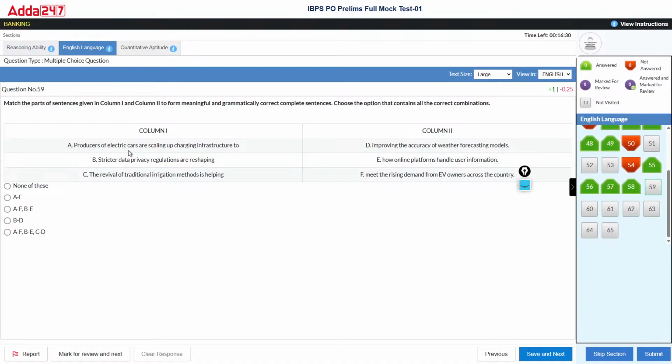Producers of electric cars are scaling up charging infrastructure to meet the rising demand. So AF, then B is obviously a pair. Let's check for C. The revival of traditional irrigation methods is helping. No, CD is not a pair. Reshaping only these two.